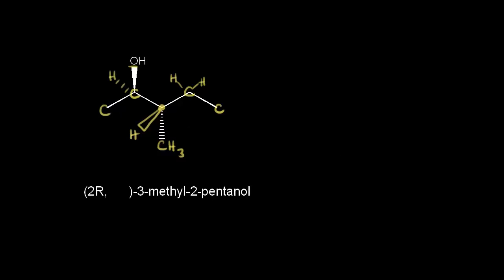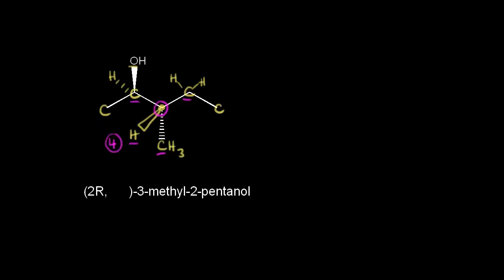So let's assign priority to our 4 groups. So here is our chiral center. We look at the atoms directly bonded to that carbon. There are 3 carbons, 1, 2, 3, and a hydrogen. We know that hydrogen has the lowest atomic number, so hydrogen is the lowest priority, and we call that group 4.